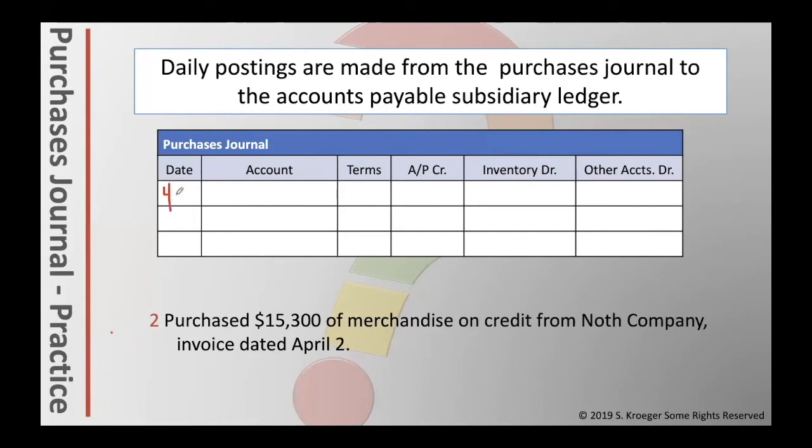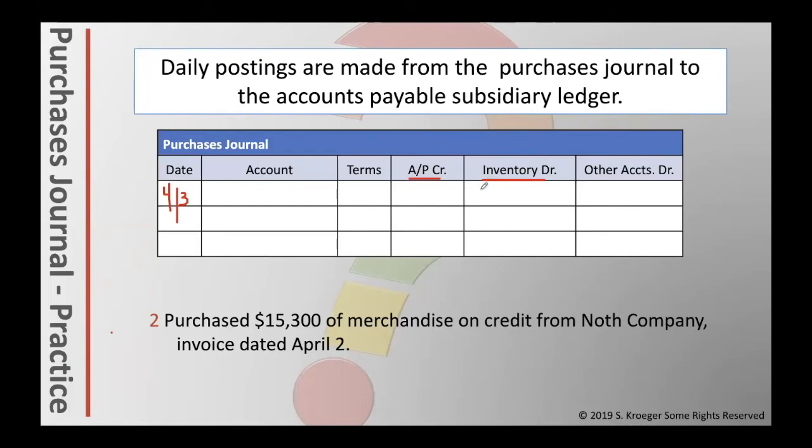The first entry we have is April 2nd. Purchased $15,300 worth of merchandise on credit from Knopf Company. The normal journal entry would be an inventory debit of $15,300 and accounts payable credit of $15,300. We do not have to write the account names out because they're already listed at the top for us. We just need to put in the amounts.